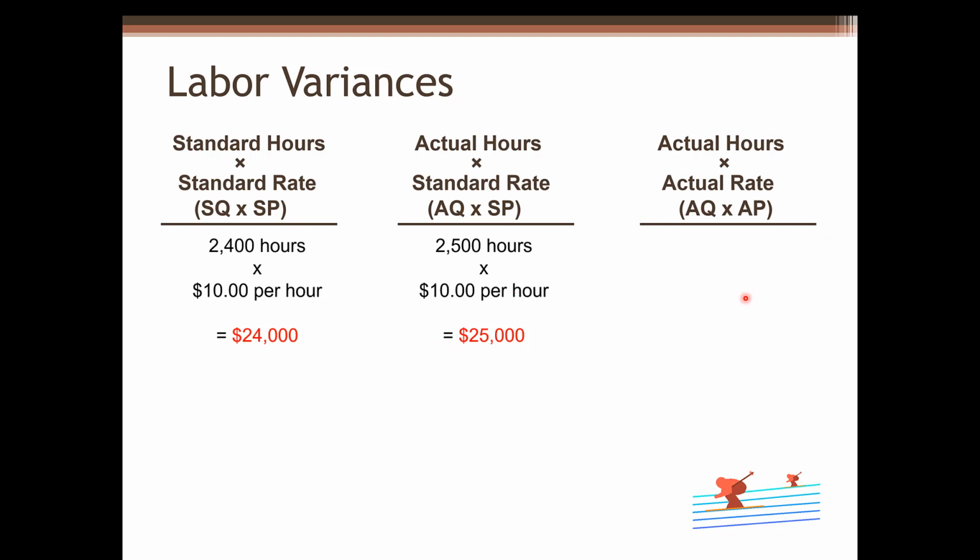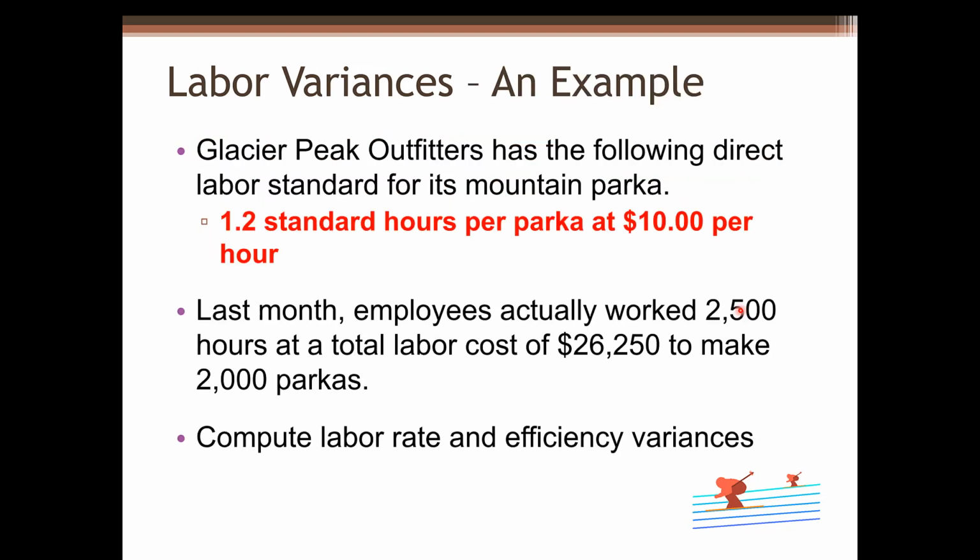Column 3, actual hours times actual rate. This is actual cost. So go back, take a look at the previous slide. The company has spent actual cost, $26,250, and we can just put this number under column 3. But if we want to know the details, we need to calculate actual rate for each hour because the question does not tell us.